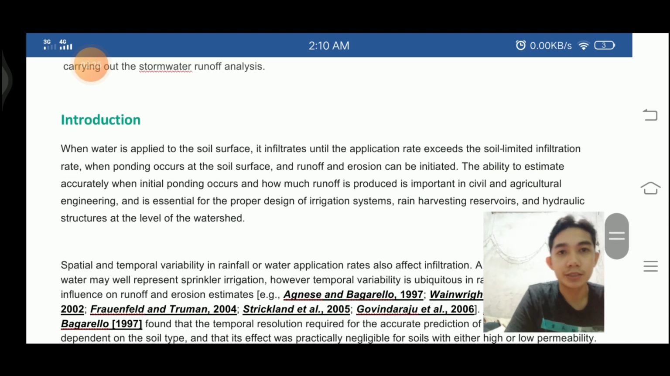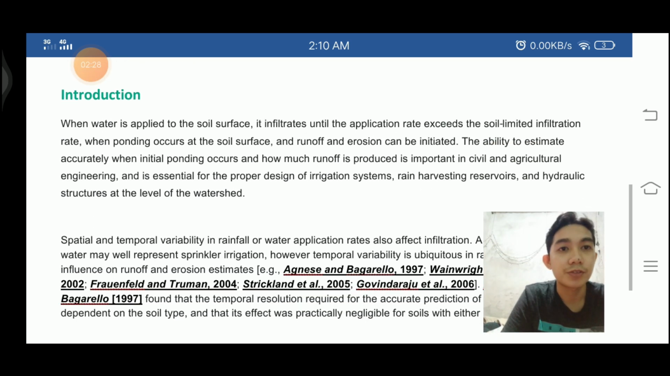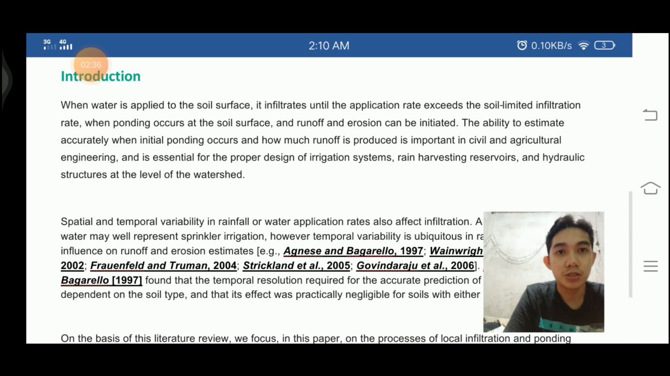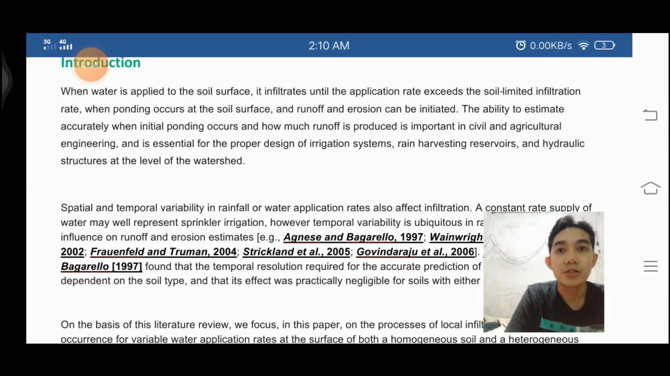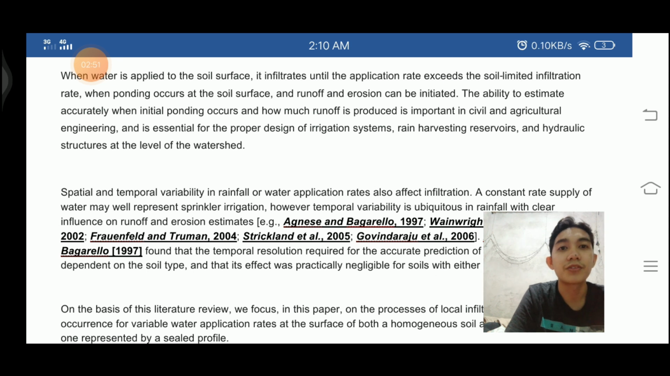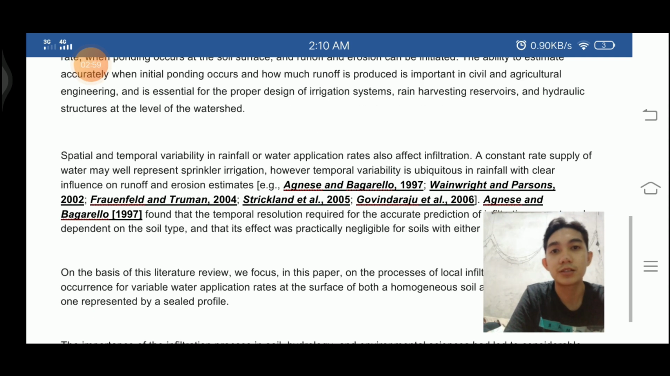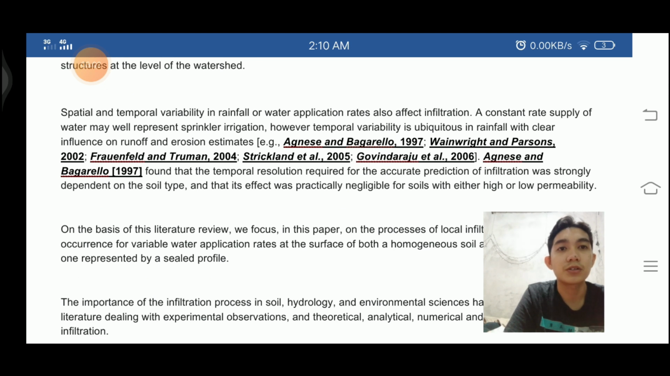When water is applied to the soil surface, it infiltrates until the application rate exceeds the soil's limited infiltration rate. When ponding occurs at the soil surface, runoff and erosion can be initiated. The ability to estimate accurately when initial ponding occurs and how much runoff is produced is important in civil and agricultural engineering and is essential for the proper design of irrigation systems, rain harvesting reservoirs, and hydraulic structures at the level of watershed. Spatial and temporal variability in rainfall and water application rates also affect infiltration.